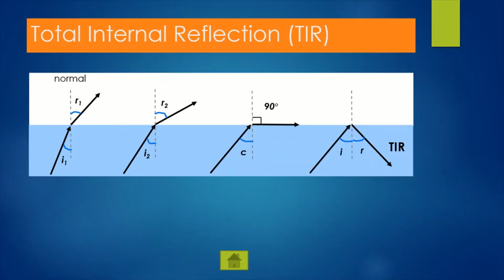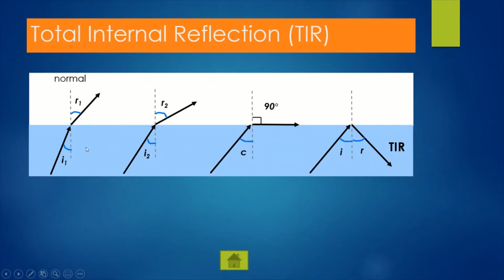Wan Liao here. Okay, today we will continue with total internal reflection. What is total internal reflection? Now, in the previous video, we have seen that when light travels from a denser medium to a less dense medium, light will be refracted away from the normal. As the incident angle increases, the refracted angle increases too. When the refracted angle is 90 degrees, the incident angle is called the critical angle.